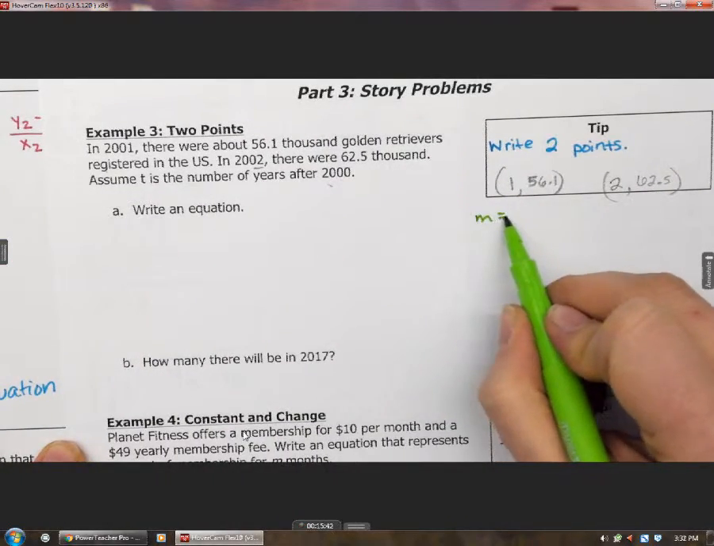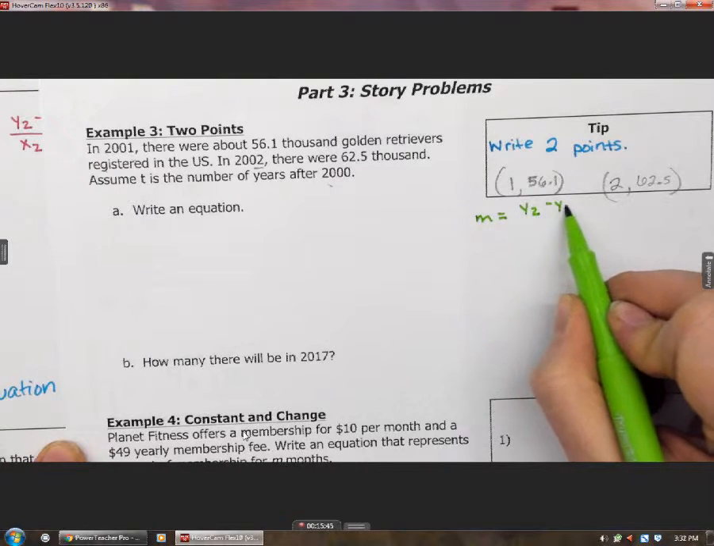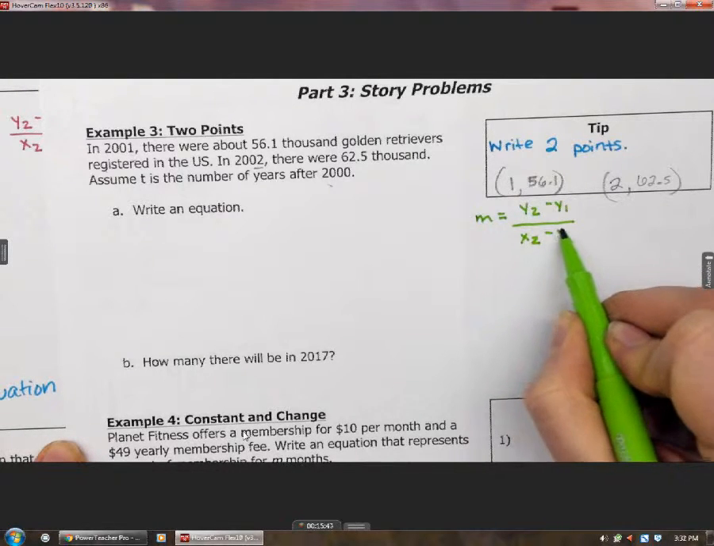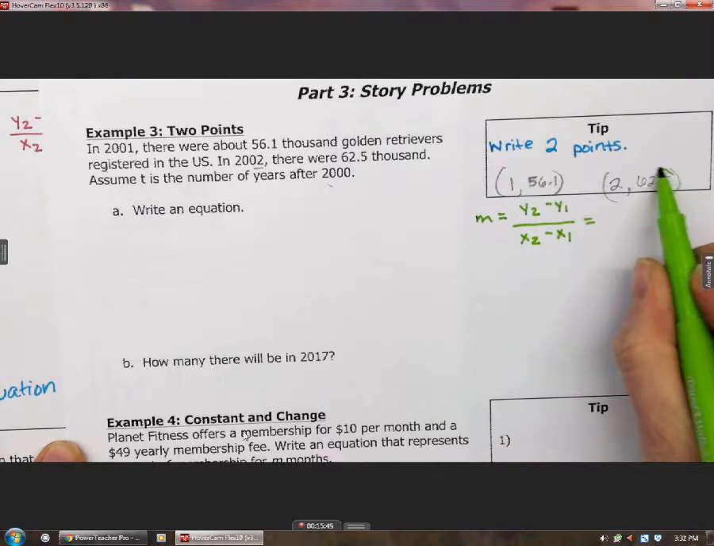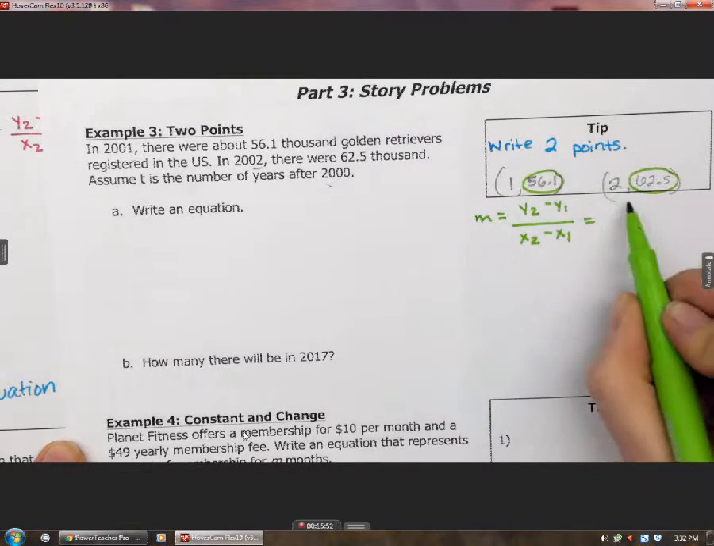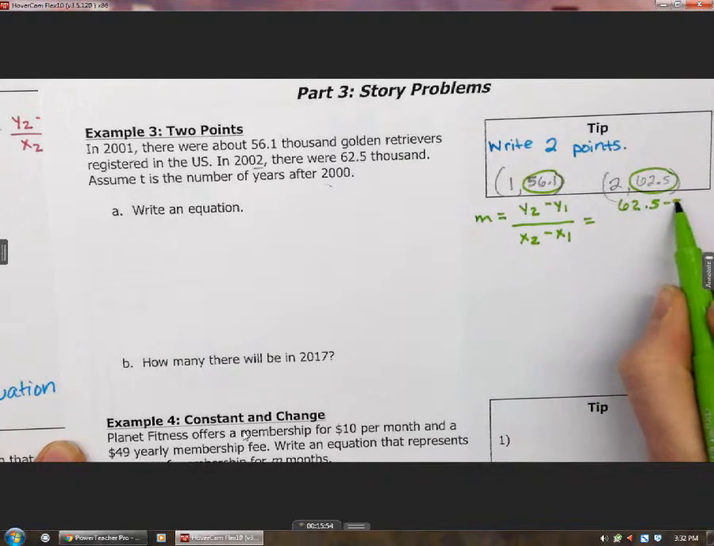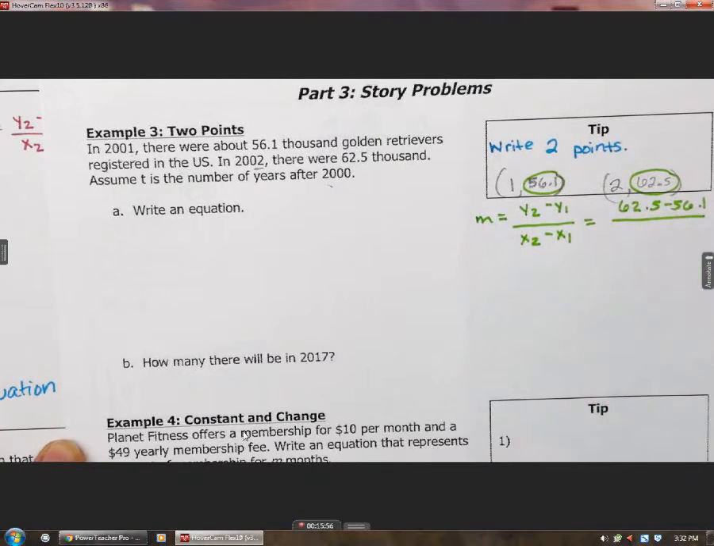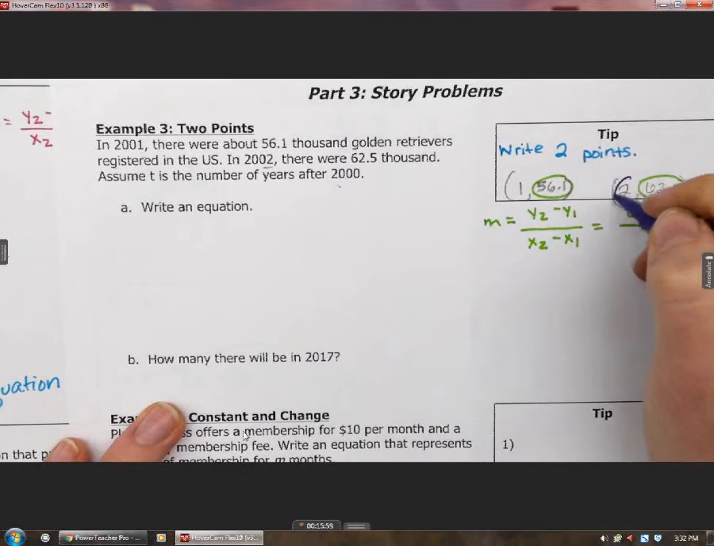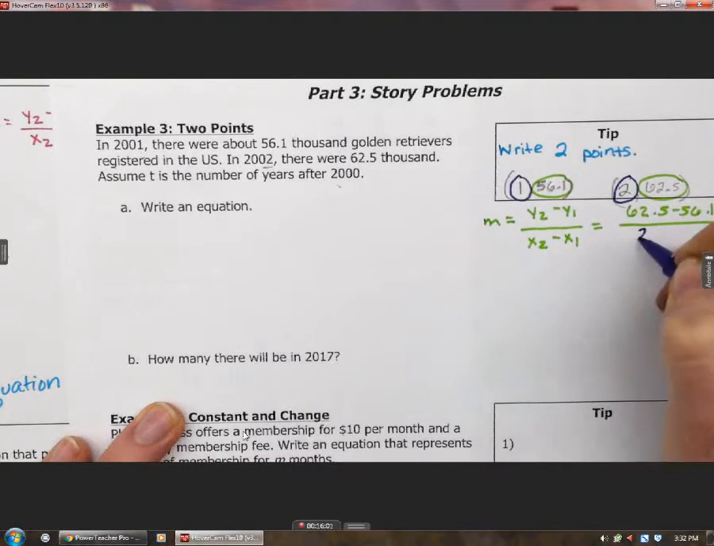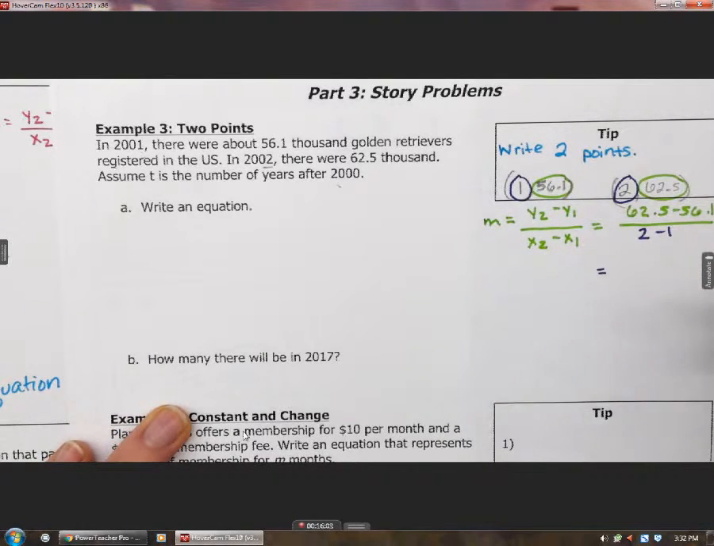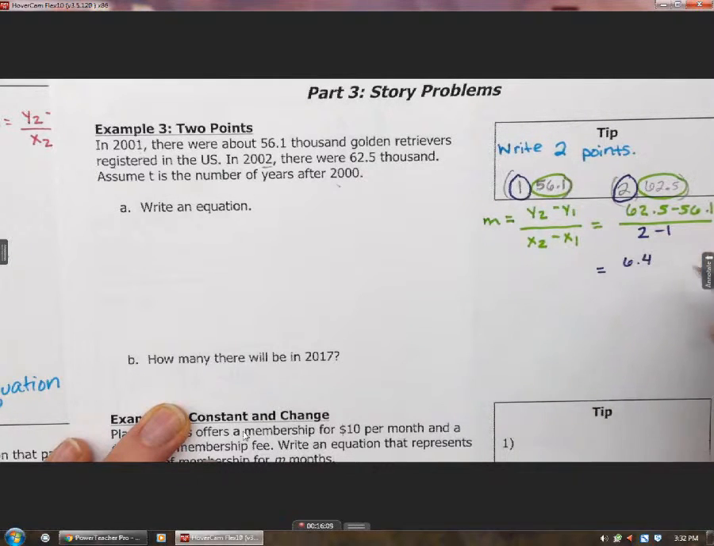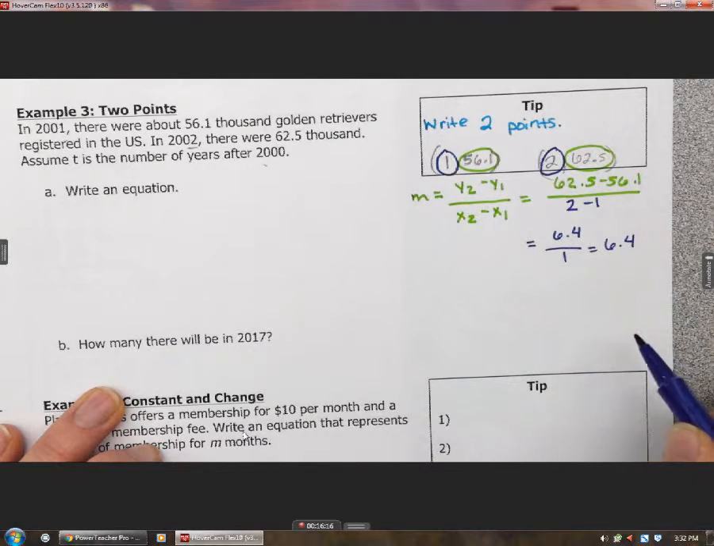So m equals y2 minus y1 over x2 minus x1. My 2 y's being subtracted, 62.5 minus 56.1 over x2 minus x1, 2 minus 1. This ends up being 6.4 over 1, which is just 6.4. That's my m.